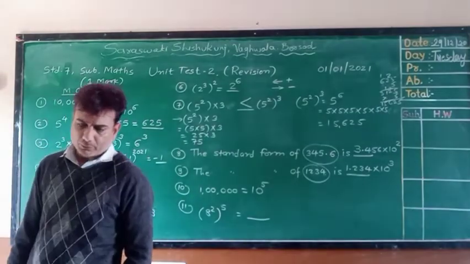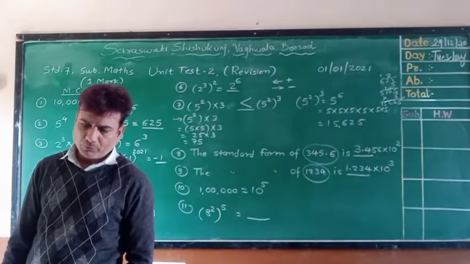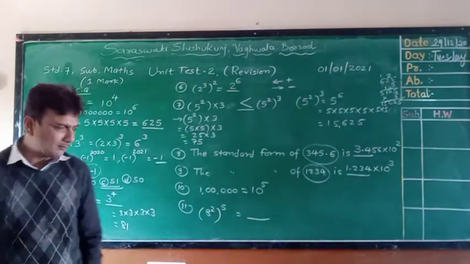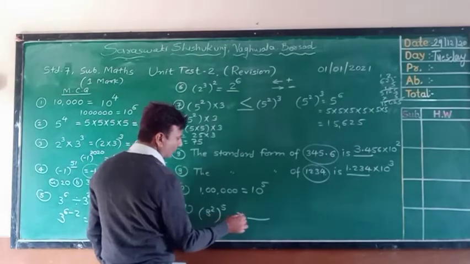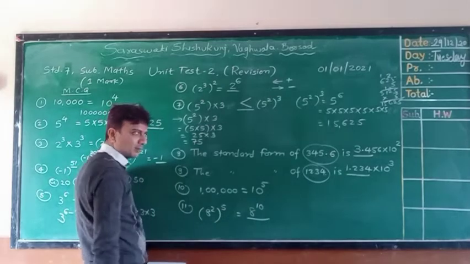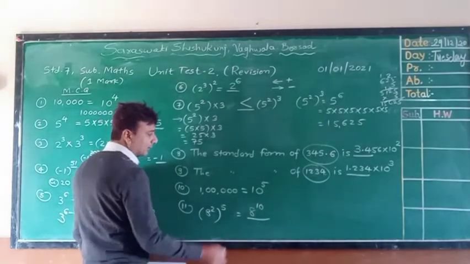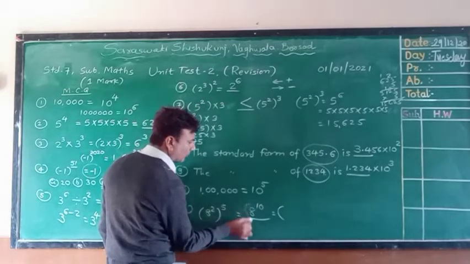In (8 to the power 2) raised to 5, how can we denote this? So here it is simple, power on power. Power on power is simply equal to multiplication. 2 times 5 is 10. If you want to go ahead, then you can go ahead, no problem.